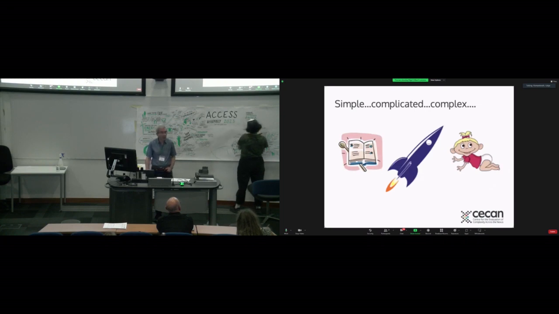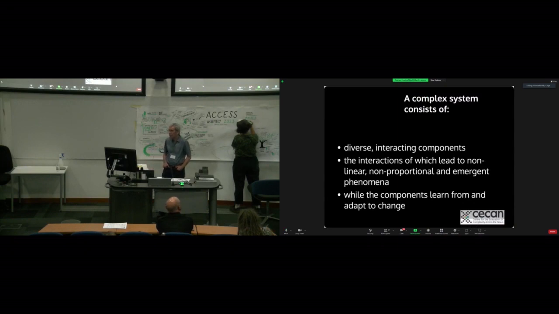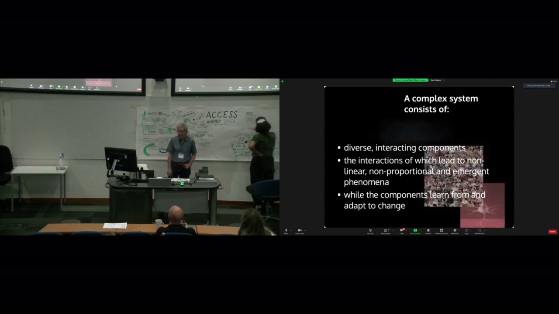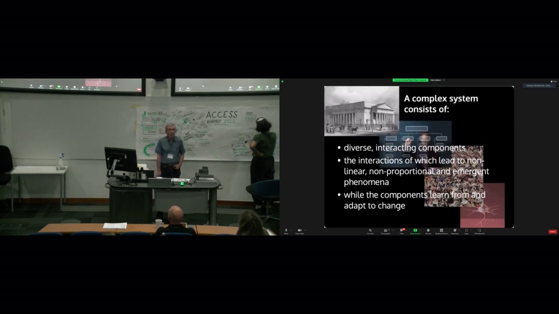Not complicated. You know, complex systems can actually be rather simple, but they do have some other characteristics. So for me, a complex system is one that consists of a lot of interacting components, to be formal about it. And the interactions lead to non-linear, not straight, non-proportional and emergent phenomena. And often the components themselves change over time. They evolve. So here are some examples: brains, consisting of lots of neurons; crowds, consisting of lots of people; organisations, consisting of lots of people in structures; and nation states. All of these are, from my point of view anyway, complex systems.